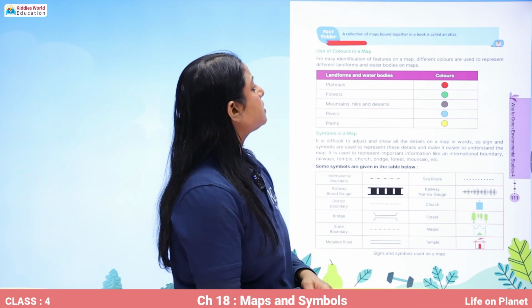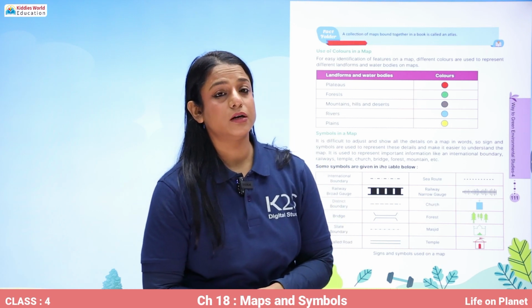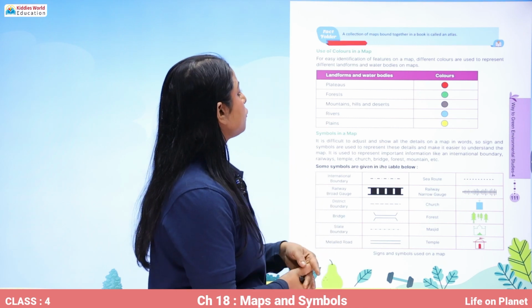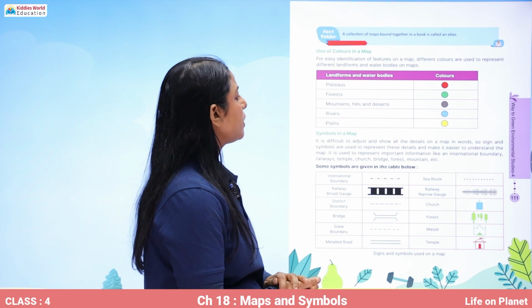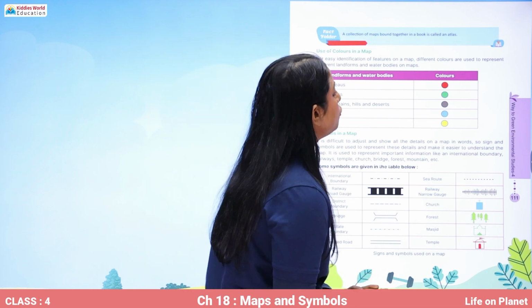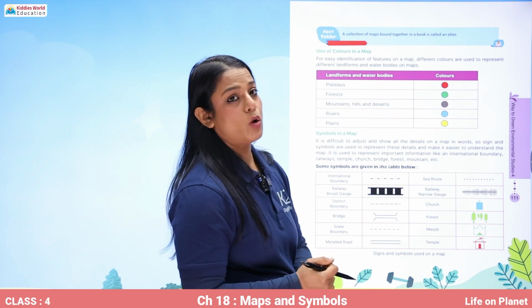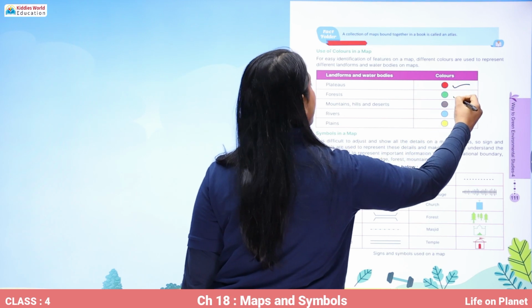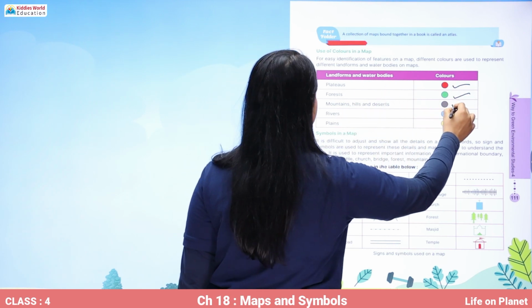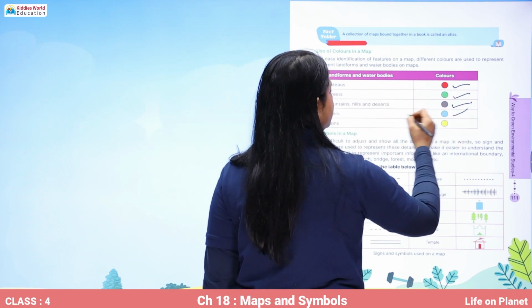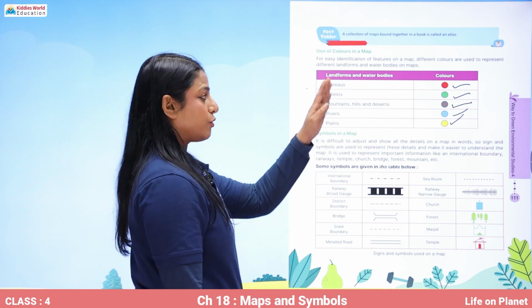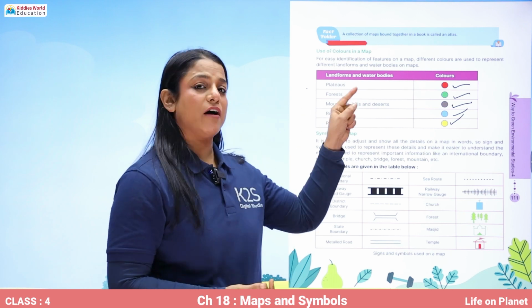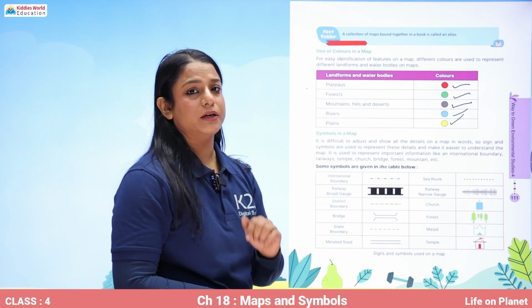Now, how do we use different colors in maps? How do different colors represent different landforms of Earth in a map? For easy identification of features on a map, different colors are used to represent different landforms and water bodies. Plateaus are represented by red color, forest by green, mountains, hills and desert by brown, rivers by blue and plains by yellow. You have to remember these colors, and whenever you have to show any of these landforms or water bodies, you have to use these colors to show that particular landform.